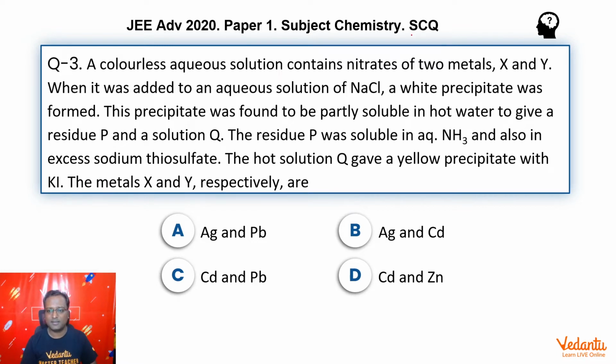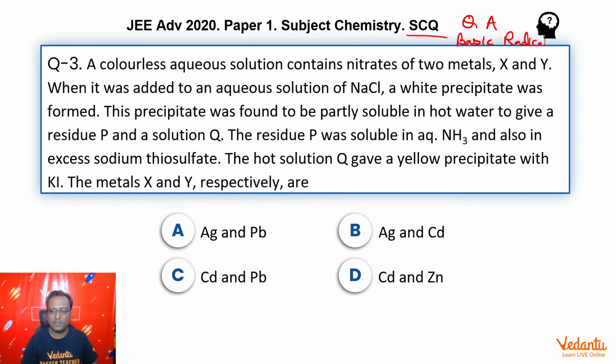JEE Advanced Paper 2020, Paper 1, question number 3. This is an SCQ type question, and from the looks of it, it is a question from qualitative analysis. Because the options are given about cations, we can say that this is a question about basic radicals.